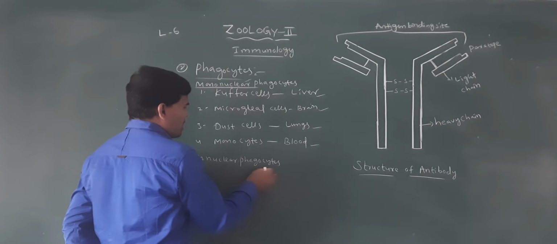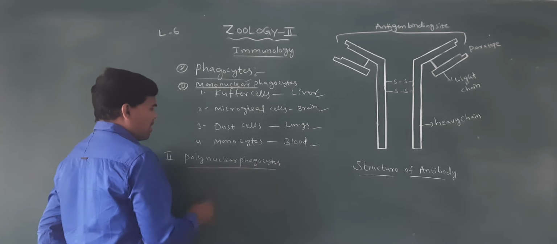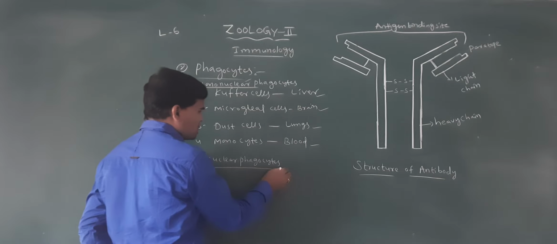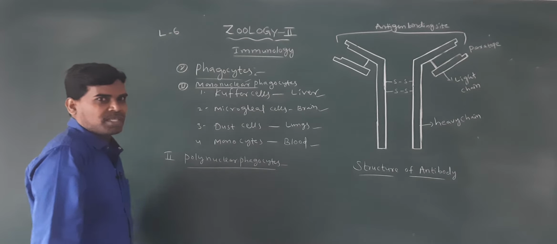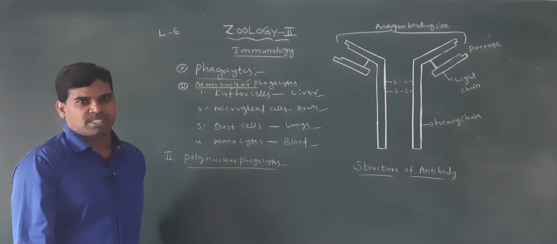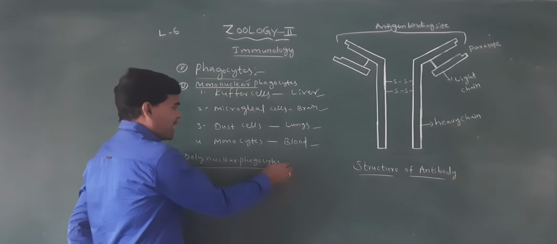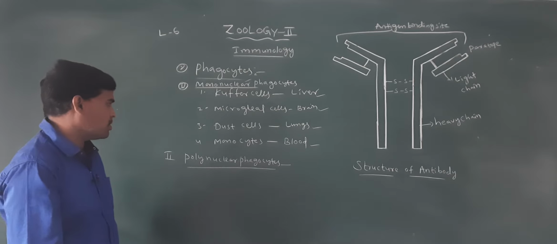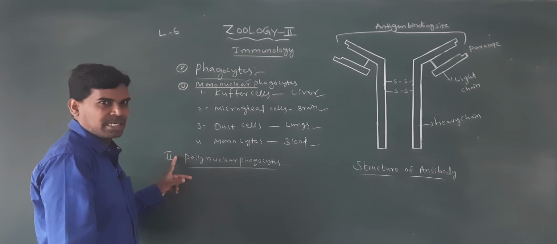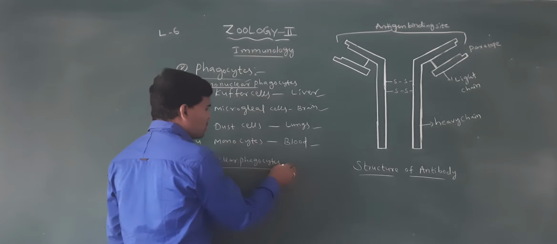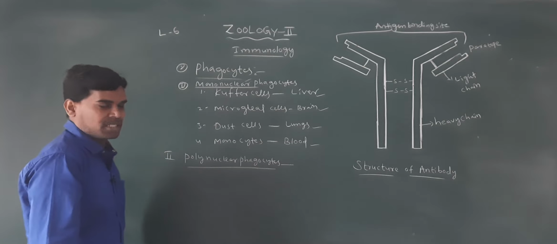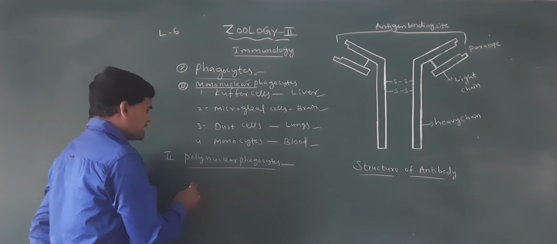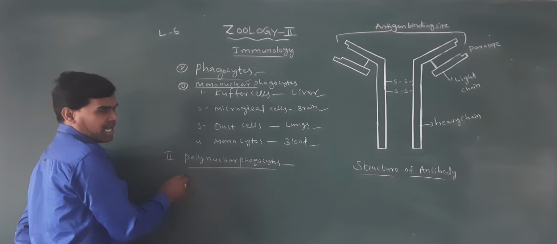Next, polynuclear phagocytes. The polynuclear phagocytes include basophils, neutrophils, acidophils, and the white blood cells, the agranulocytes or granulocytes. Do you know the polynuclear phagocytes? These are the granulocytes.